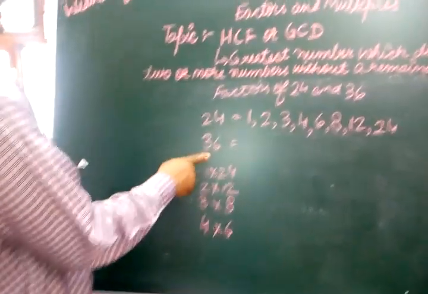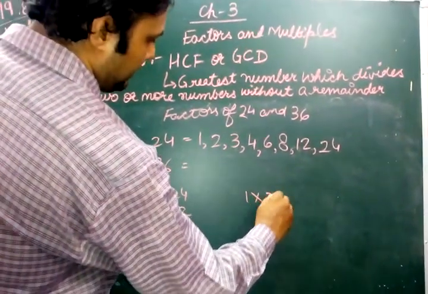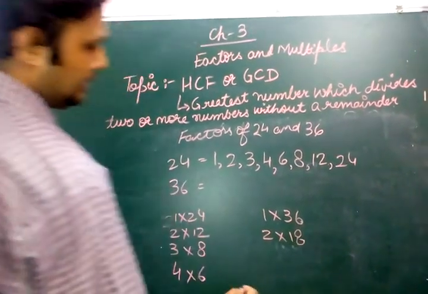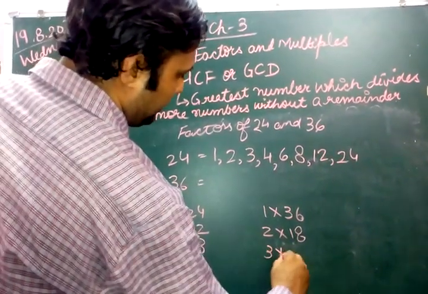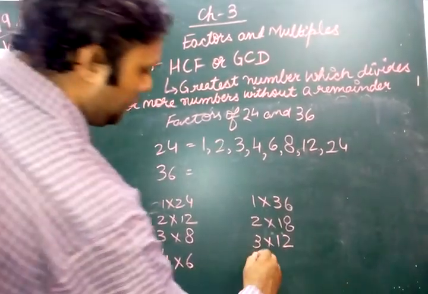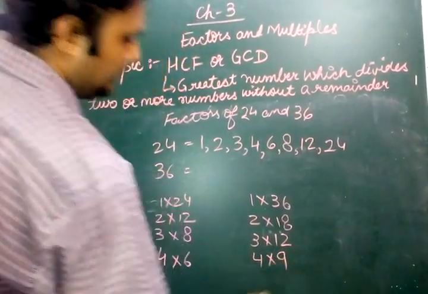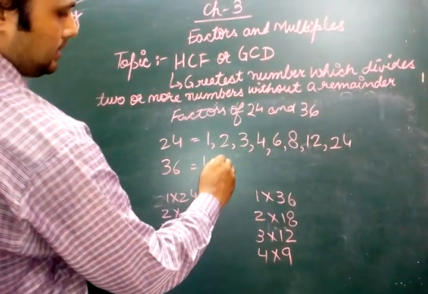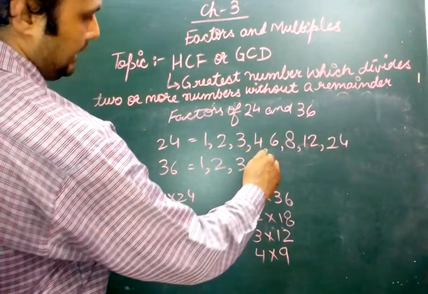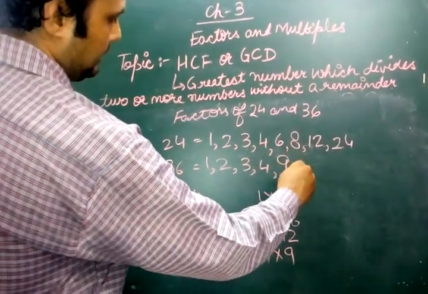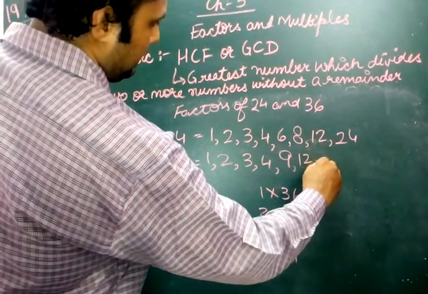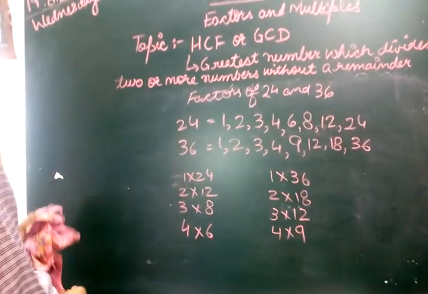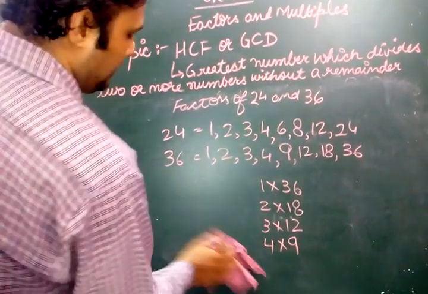If we talk about the factors of 36, 1 multiplied by 36, 2 multiplied by 18, 3 multiplied by 12, 4 multiplied by 9. So in this way we find the factors 1, 2, 3, 4, 9, 12, 18 and 36. Now the question is, what is the highest common factor?